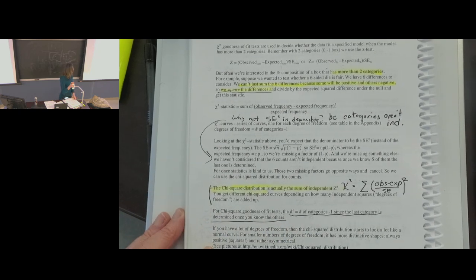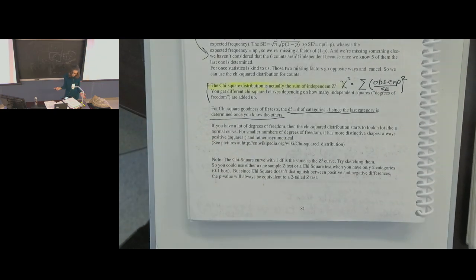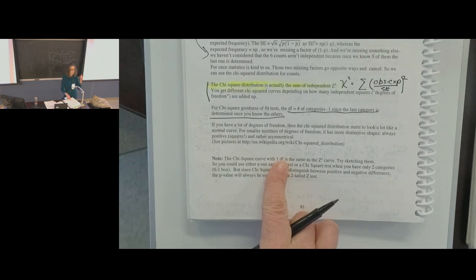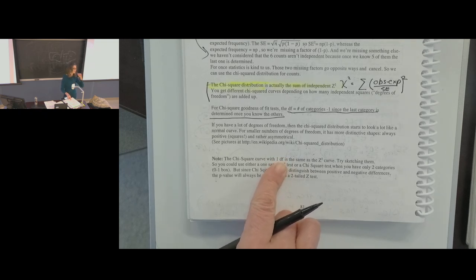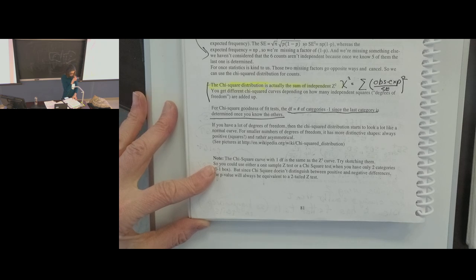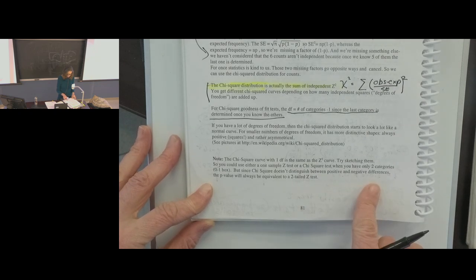Now, sum of z-squareds. So what would it look like if you just had 1 z-square? The chi-square with 1 degree of freedom, when you have 2 categories, like a 0, 1 box, you only have 1 degree of freedom. Once you know the percent of yeses, you know the percent of nos, right? So it's the same as just adding 1 z-squared curve. So let's think about it. Why would it look the same?